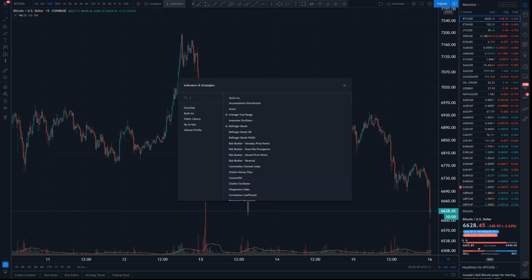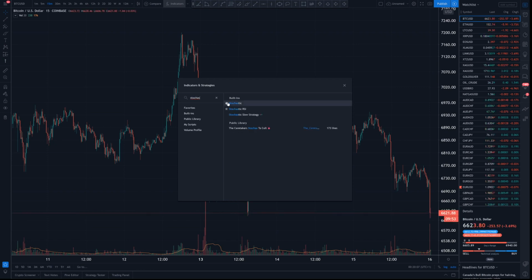Next, I'm going to select the stochastic, which is another momentum oscillator. And again, I will star it. Now the stochastic and the stochastic RSI are two different indicators. The stochastic RSI has a formula that combines the stochastic and the relative strength index, and it is a far more sensitive indicator than the stochastic. It generally will move to the opposite limit far quicker and with far more sensitivity than the regular stochastic.